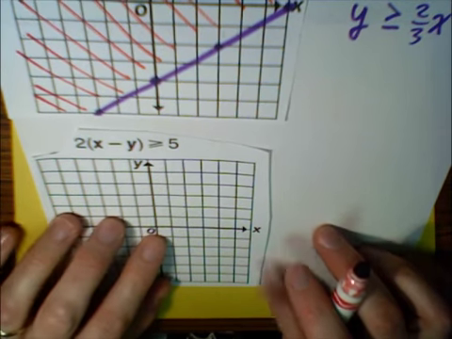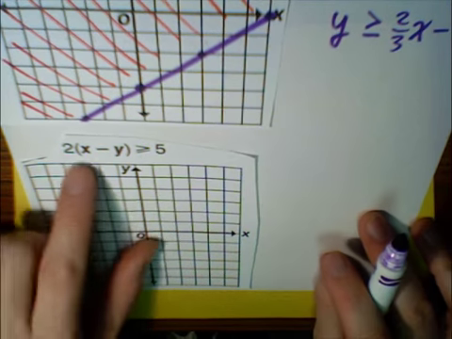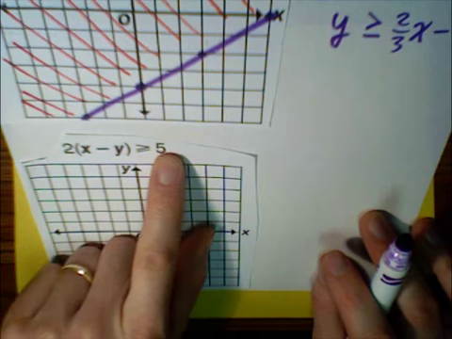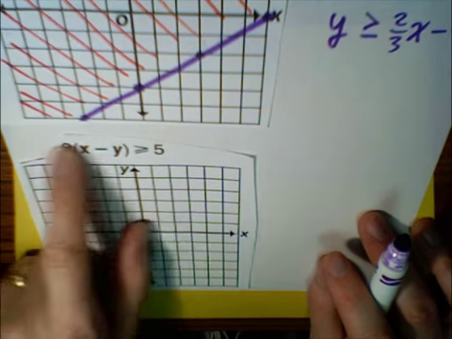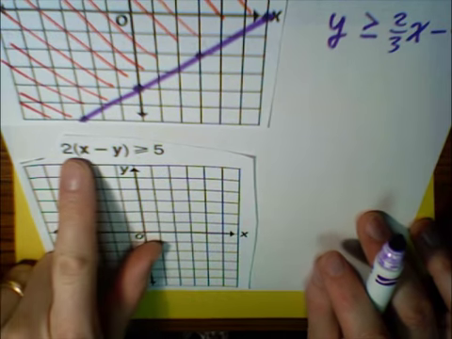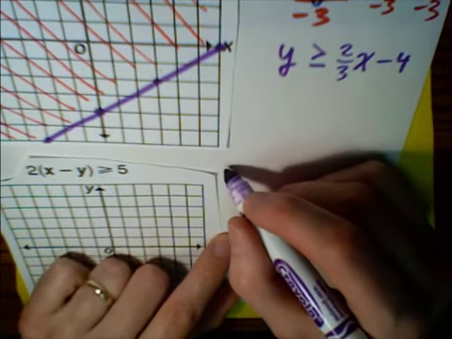This one has parentheses in it, so we'll probably need to do some distributing, or we could divide by 2 in the first step. But you could do it either way. You could distribute or you can divide. I think maybe dividing might be a little bit easier. So why don't we divide first as our first step?